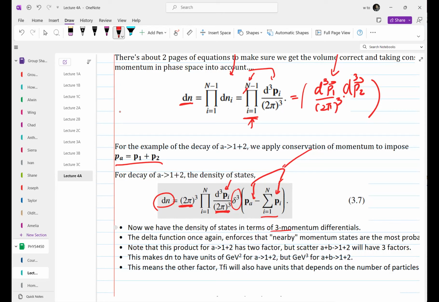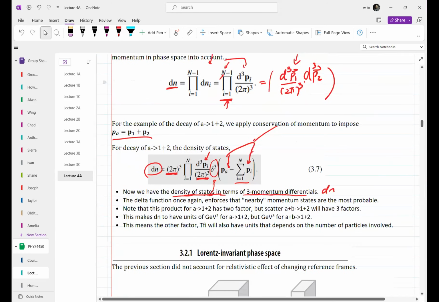So to summarize this section, we're going to have another piece of our Fermi's golden rule where we can calculate this density of state dn thing. And this delta function up here, delta functions are actually really nice. It allows you to compute integrals because the integral of the delta function is 1 if the peak is actually within it. So this delta function enforces that nearby momentum states are the most probable once again.